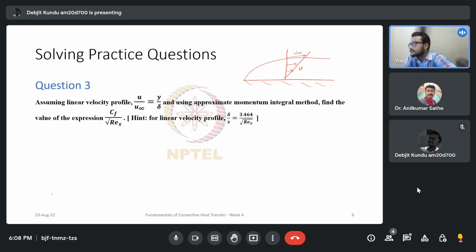Using this approximate momentum integral method, find the expression for Cf by root under Rex. There is a small mistake here; let me correct this. This root is entirely over Rex. And a hint is given that for a linear velocity profile, delta by x can be approximated as 3.464 over root Rex.